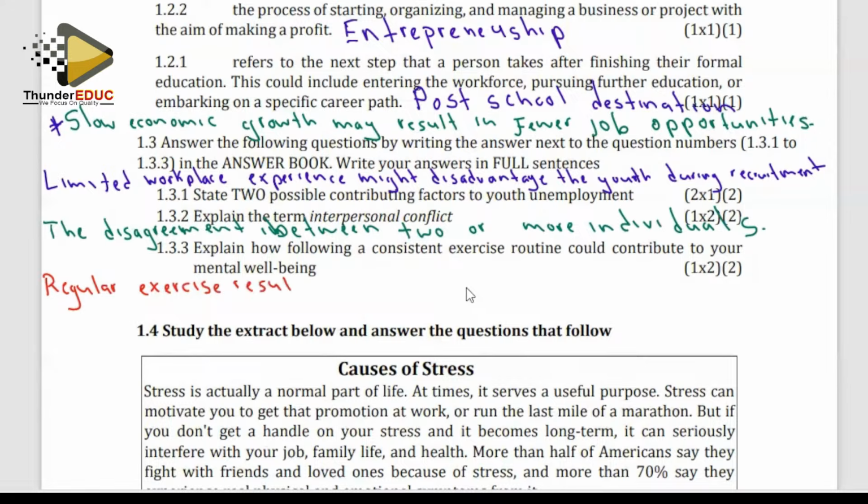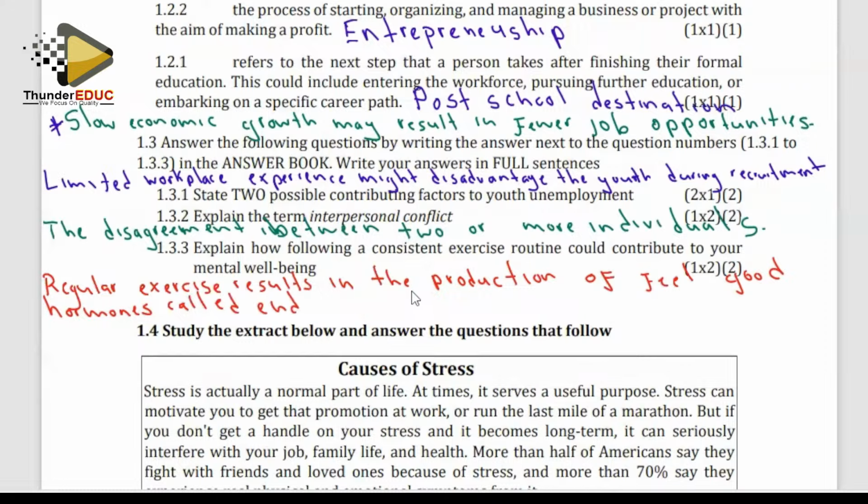results in the production of feel-good hormones called endorphins, which reduce stress.